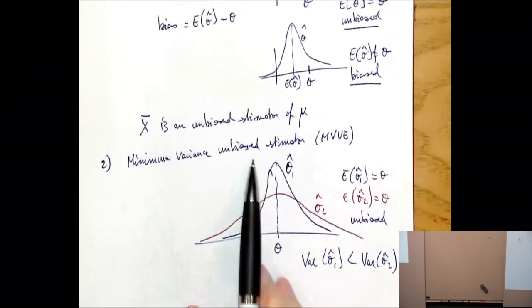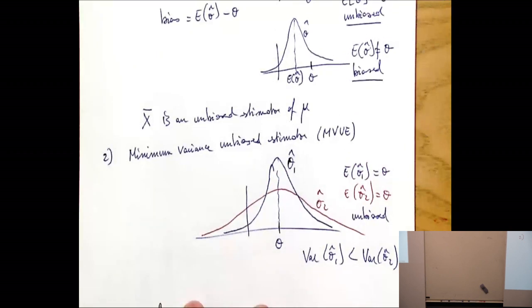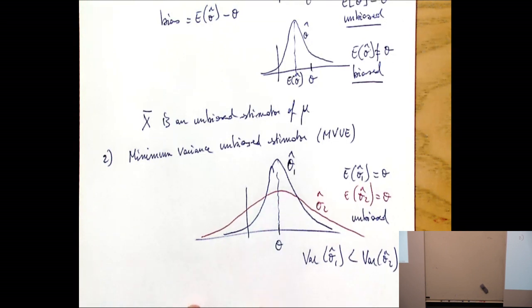So minimum variance unbiased estimator, it means that you choose the estimator among all unbiased estimators. You choose the one that has the smallest variance, right? So in this case, you choose theta 1 hat because it has a variance that is smaller than theta 2 hat.